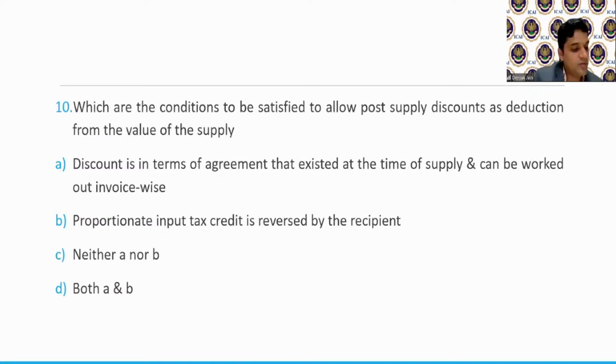Which are the conditions to be satisfied to allow post-supply discounts as deduction from the value of supply? A, discount is in terms of an agreement that existed at the time of supply and can be worked out invoice-wise. B, proportionate input tax credit is reversed by recipient. Neither A nor B, or both A and B.